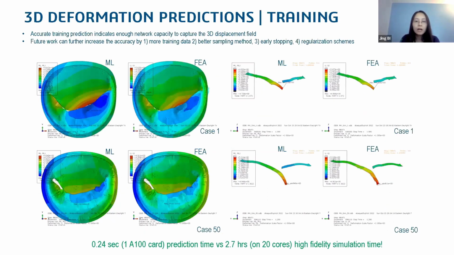Here we show some example 3D deformation predictions for the training cases. The accurate training prediction indicates that the network capacity is sufficient to capture the 3D displacement field. The focus in the machine learning is really how to improve the generalization capability by exploring regularization methods such as early stopping or ensemble learning, or simply improving the sampling strategy.